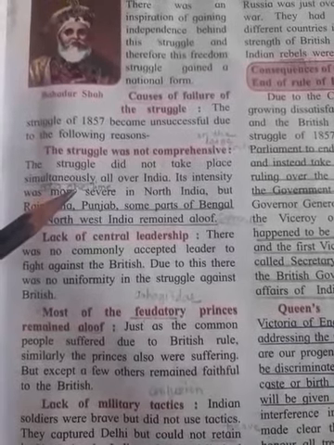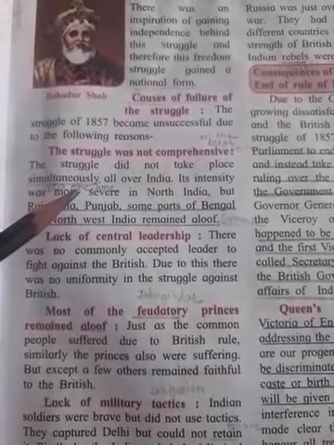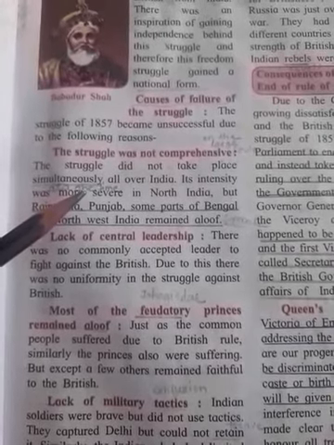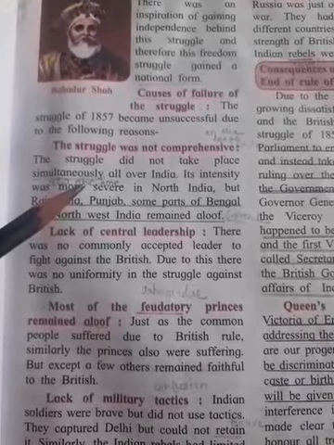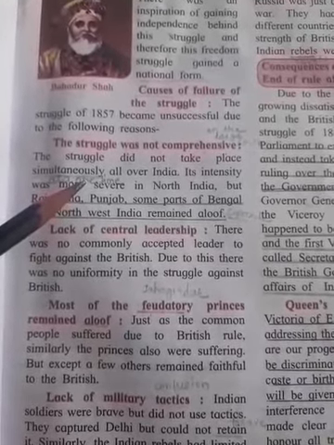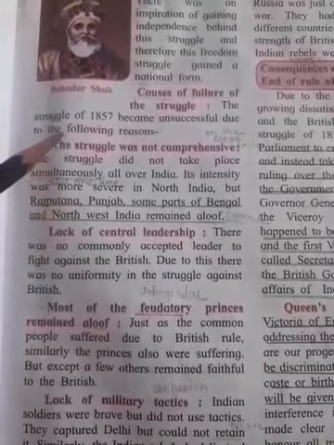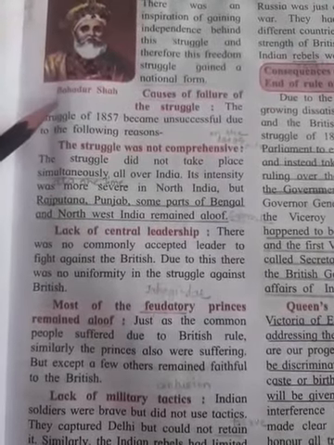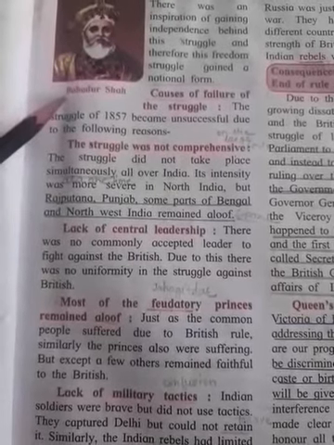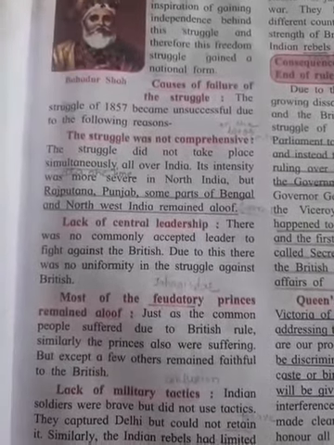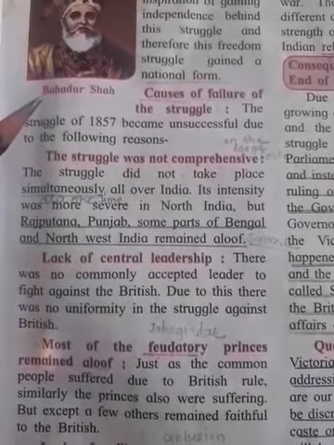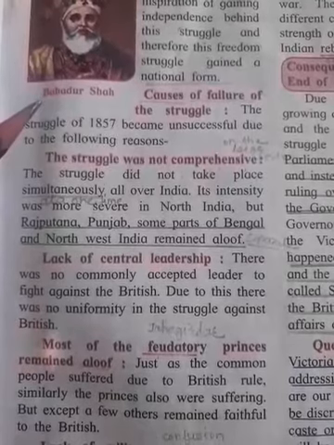Though they captured Delhi, they could not retain it for a long period of time. In just one month, it was conquered by the Britishers once again. And Bahadur Shah was arrested. Bahadur Shah was the Mughal Sardar, and he was proclaimed by the sepoys, by the soldiers, as the Emperor of India.